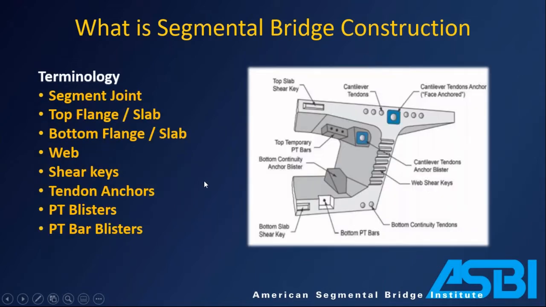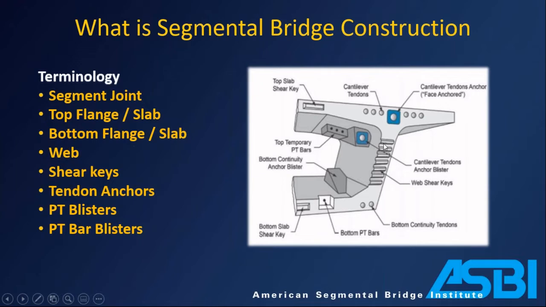So moving on, looking a little bit more in detail at one of the segments. So this is some of the parts and pieces of a typical segment. So a segment joint, that's just the face of the segment. That's where you take that transverse slice in the bridge. Top flange or top slab, this piece along here. So it's the top part, usually the driving surface or the riding surface for rails. Bottom flange, bottom slab, same thing. The web is the vertical piece that connects them.